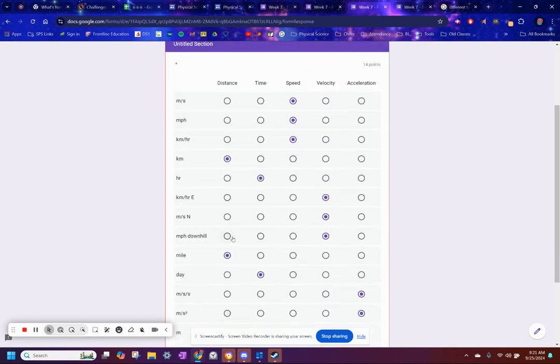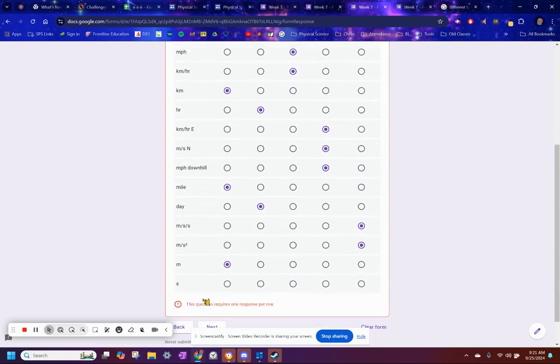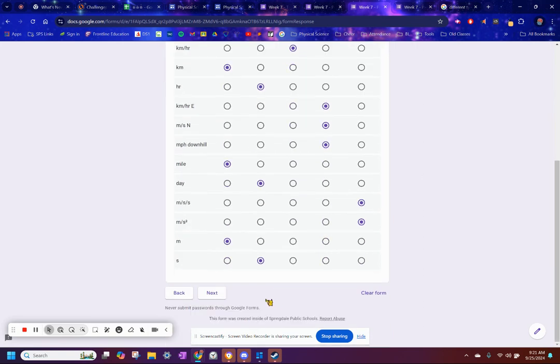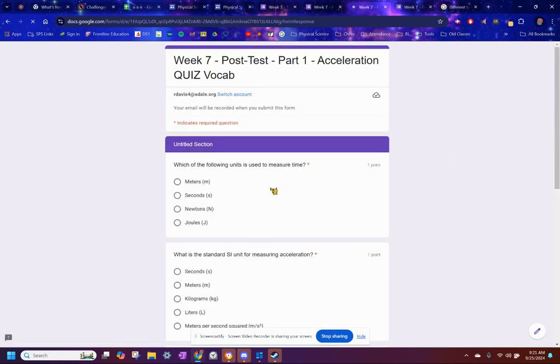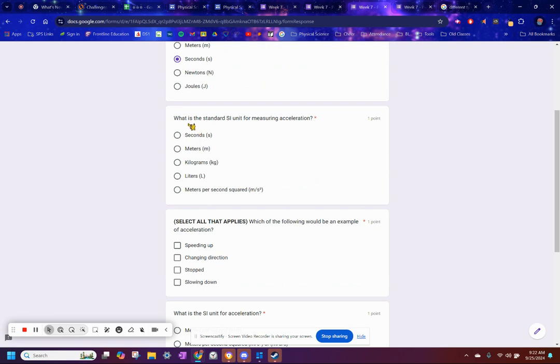Meters, oh my gosh, it keeps coming back, and it will for the rest of the year. It is a distance. Seconds, that's definitely time. Make sure that's in the right thing. Yep. All right, which of the following units is used to measure time? That's a distance. Meters, there we go. That's force, and we haven't talked about any of these. It's seconds.